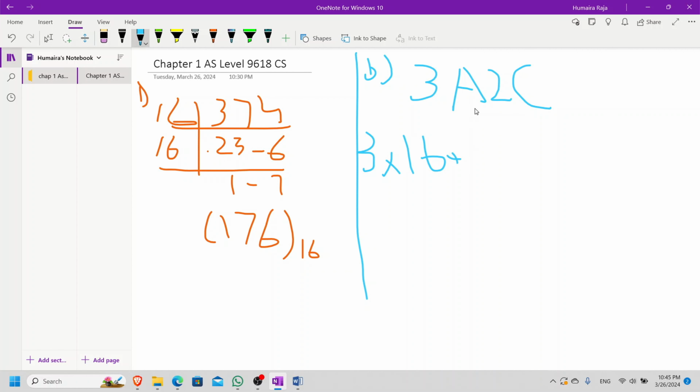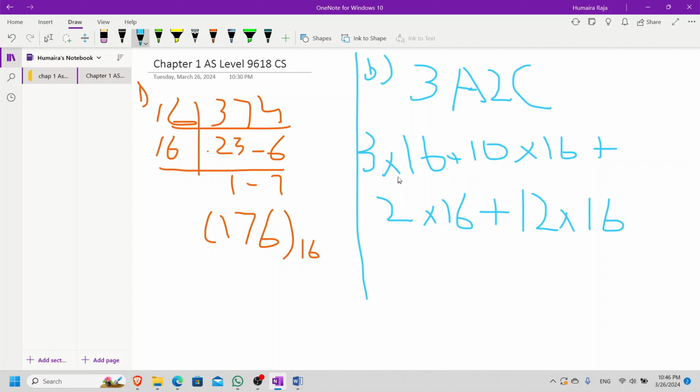Okay, now here you will see A. I just told you at the start of the lesson that for A till F we have equivalent codes. For A we have code 10. Then you have to multiply it again with 16, then plus. Then take the digit 2, again multiply by 16, then plus, and the equivalent value for C will be, if A is 10, then C will be 12. So 12 multiplied by 16, right? This is step number 1.